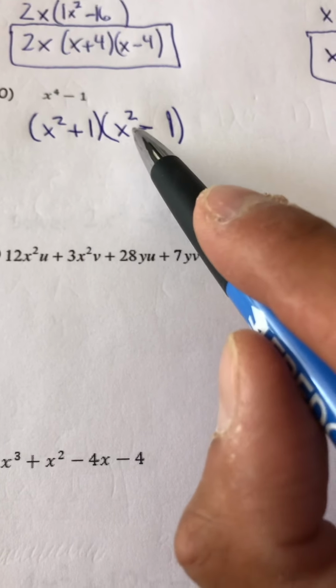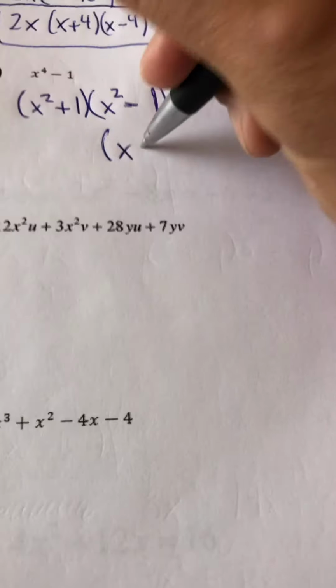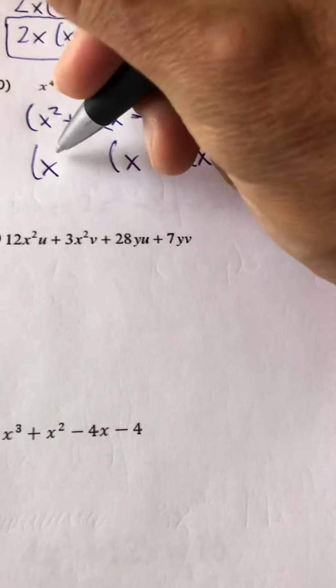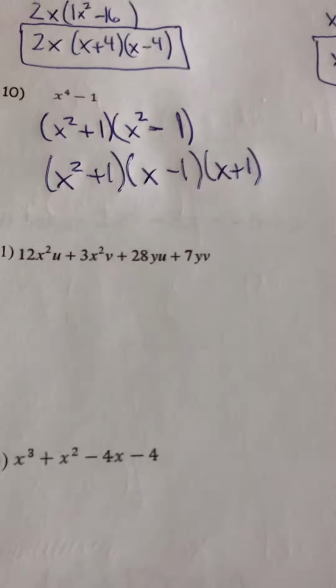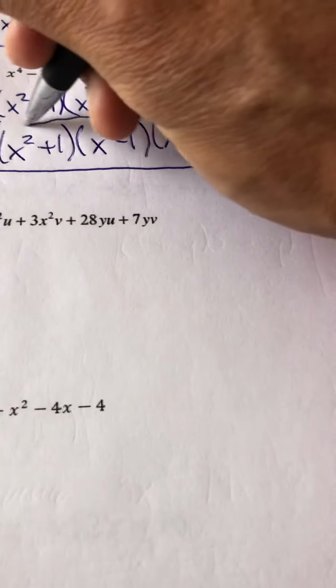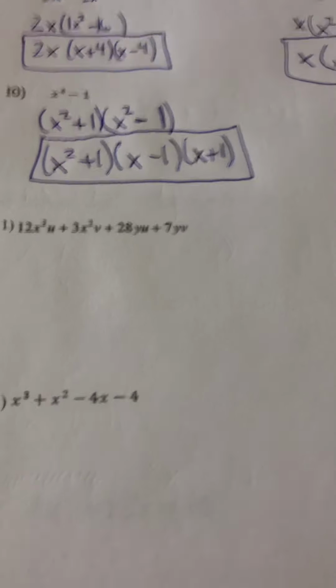Difference of perfect squares is the difference, so subtraction of two perfect squares. So I'm going to factor this as x minus 1 and x plus 1. I then have x squared plus 1 here for my first binomial. And I am left with these three binomials. So we actually had to factor difference of perfect squares twice.